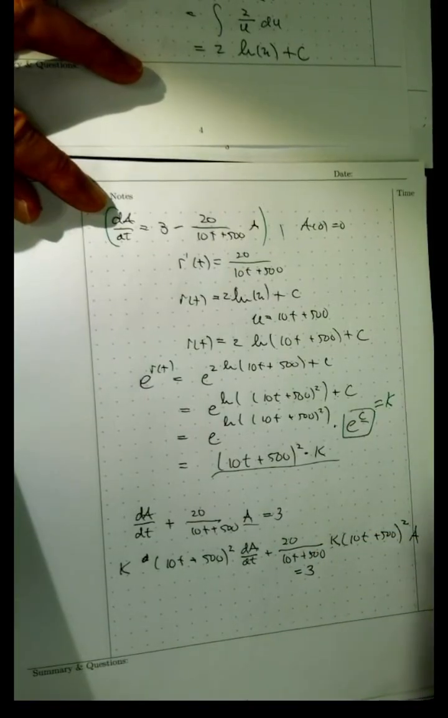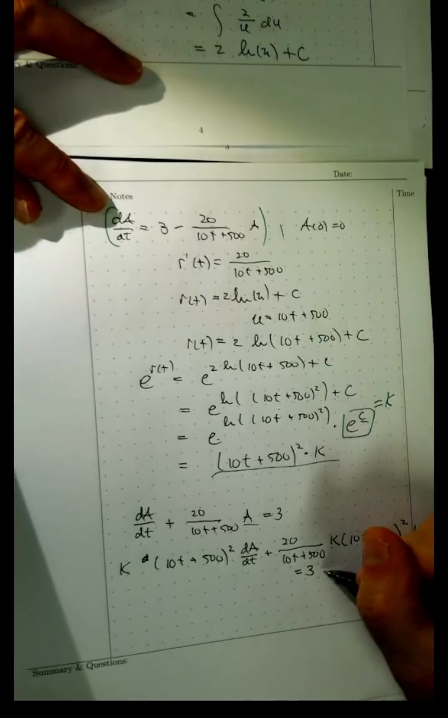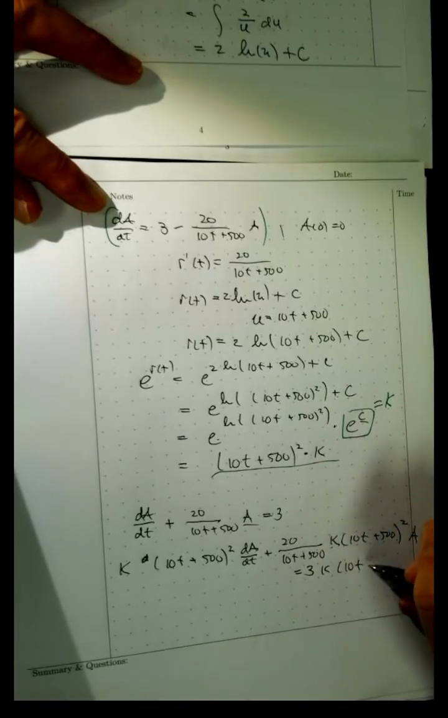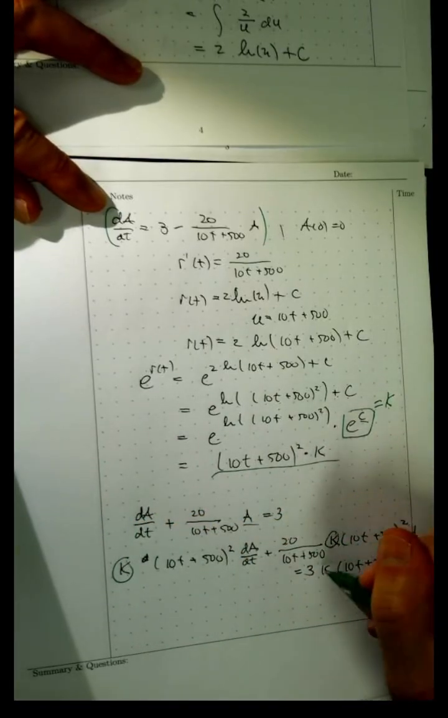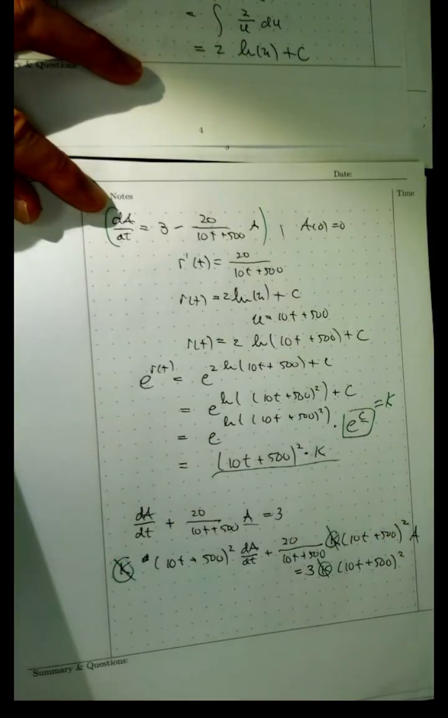So let's clean this up. Oops, I've got to multiply the right-hand side by my integrating factor as well. Again, I've got to multiply everything. Notice there's a k there and a k there. I can just cancel that.